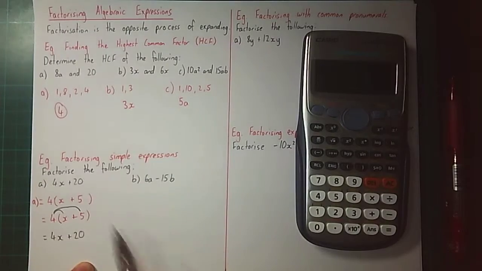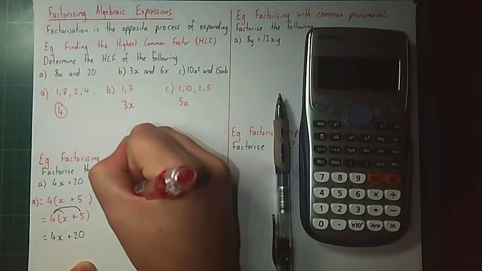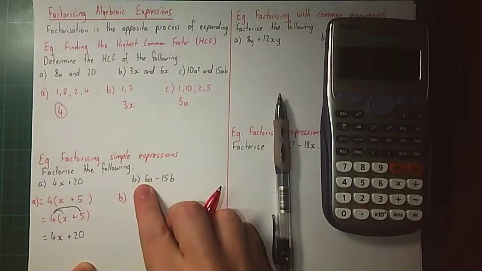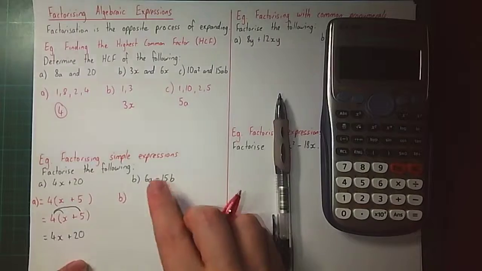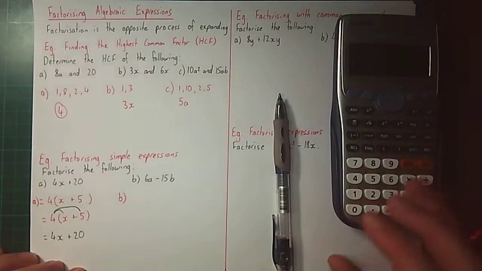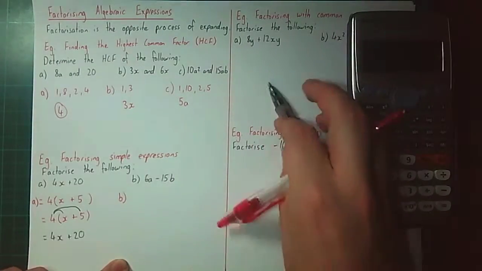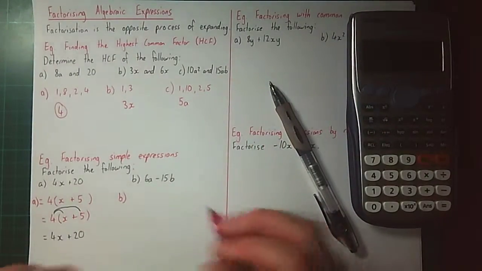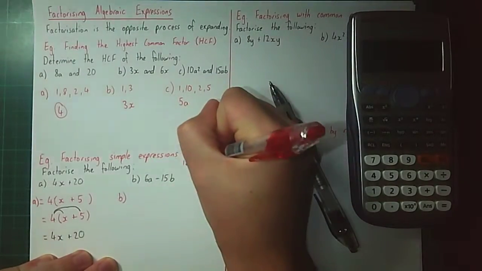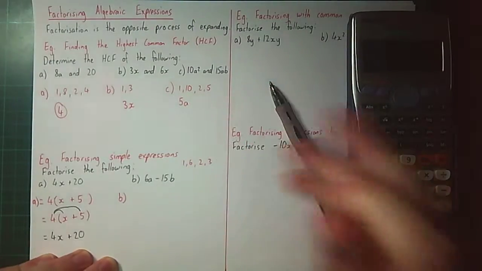So let's do that again for B. So first of all, the highest common factor of 6a and minus 15b. So we know already that there's no letters involved, it's just the numbers. But let's try a couple of things. So in this case it looks a bit more difficult, so we're going to just list the factors of the lower number, so it's 6. We're going to have 1 and 6 and 2 and 3.